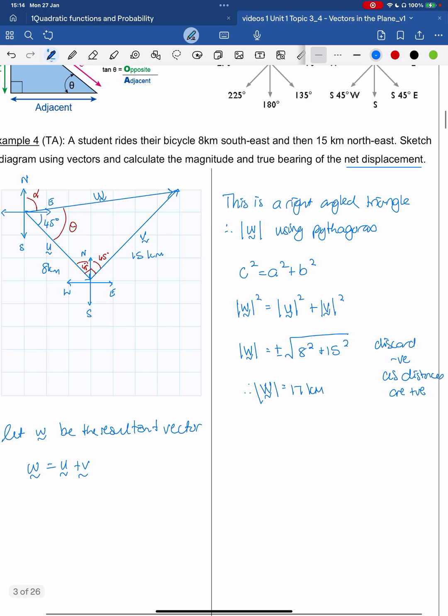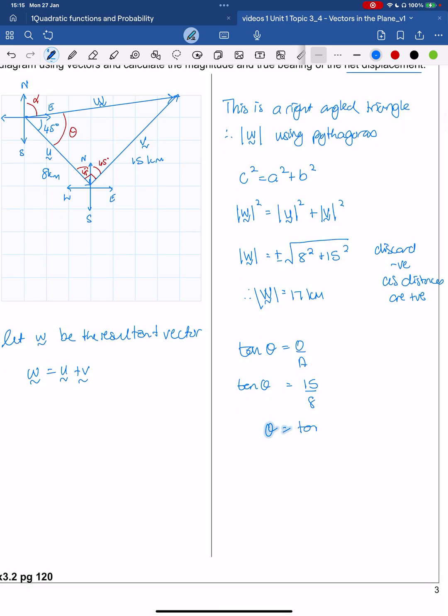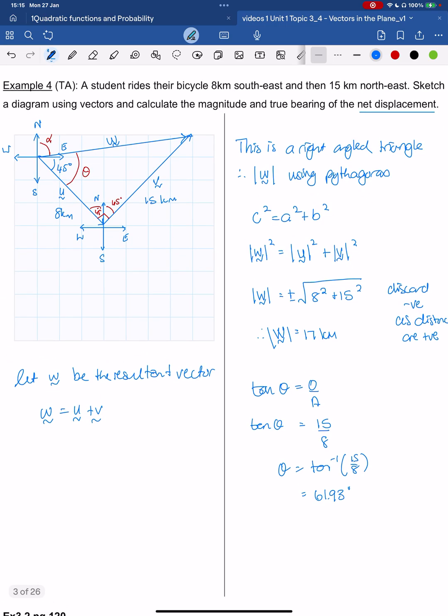I still don't know what the angle is, but I can use another bit of algebra. So we're going to have tan of theta. Tan of my angle theta is opposite over adjacent. That will be 15 over 8. And theta will be my inverse tan of 15 over 8, which will be 61.93 degrees.